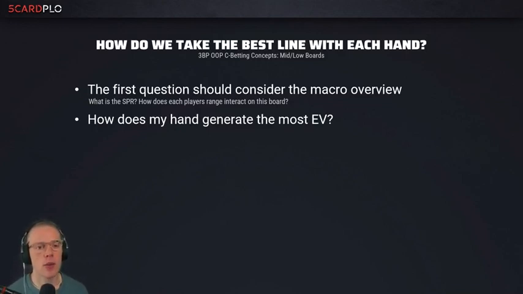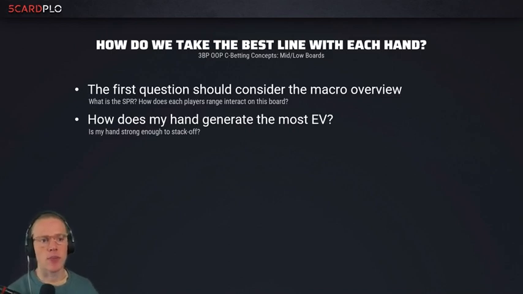So the things that we want to be thinking about here, first of all, I think a good thing to think about is if our hand is strong enough to stack off, because on a rainbow texture, for example, this is very important. If we have a big potting range, we understand why, then is my hand good enough to stack off? Then maybe we should think about potting our particular hand, for example. There are other scenarios where this will come into play as well.